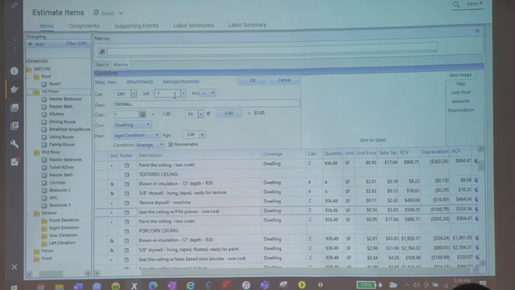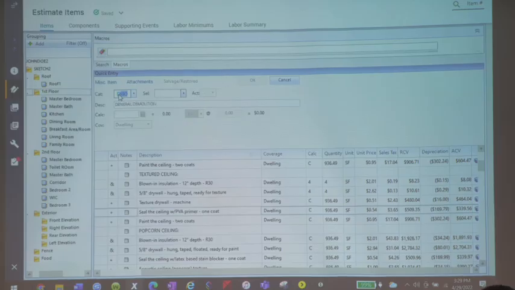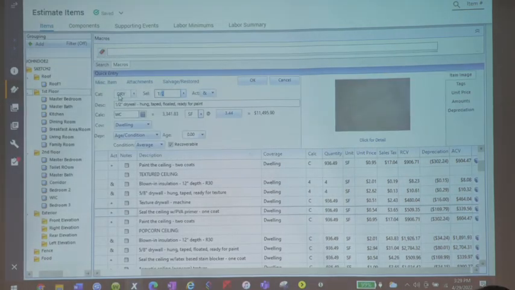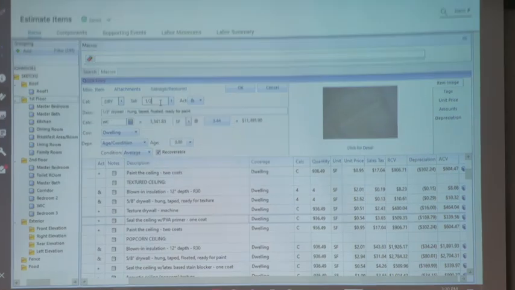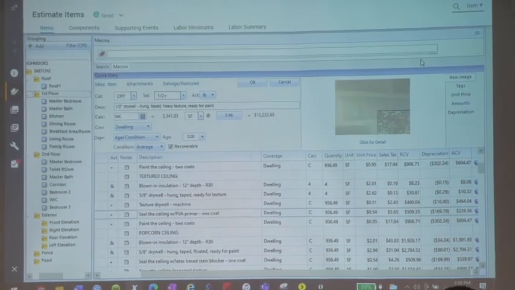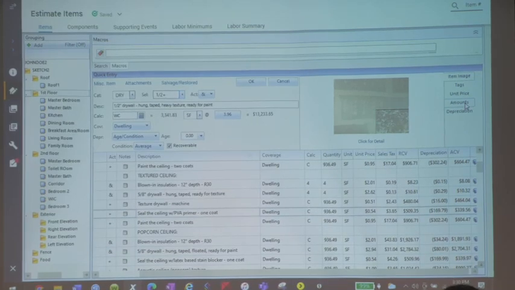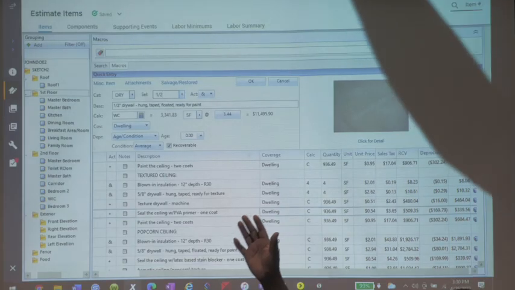Okay. So let's say I want to change out the drywall to the ceiling. I do DRY. Look at that. I just quickly pulled up half-inch drywall, ready for paint. Okay? Add a plus. What did it change it to? Heavy texture, ready for paint. All right, so you can find line items if you know their category code and their selection code.